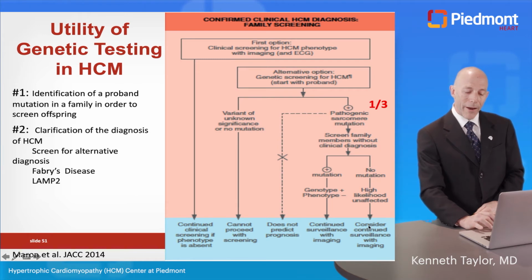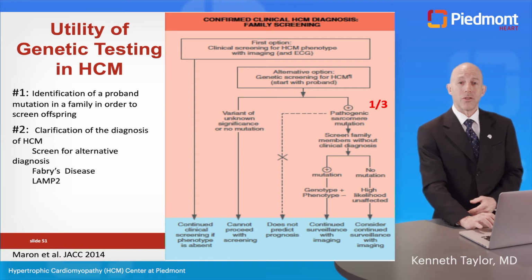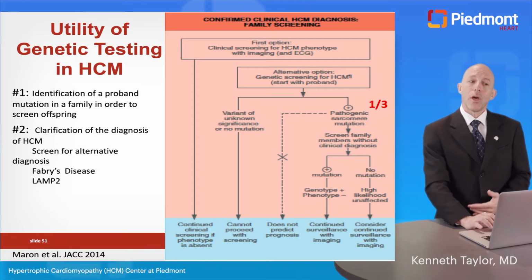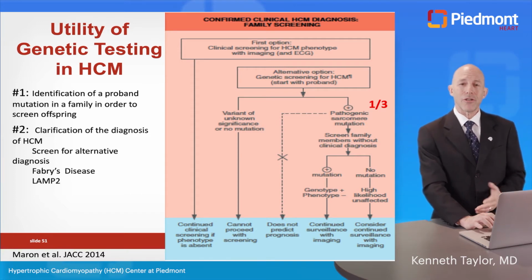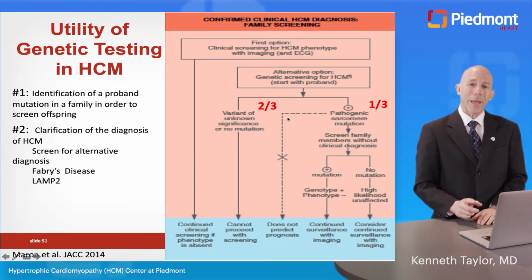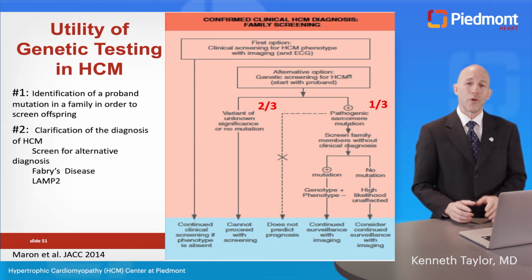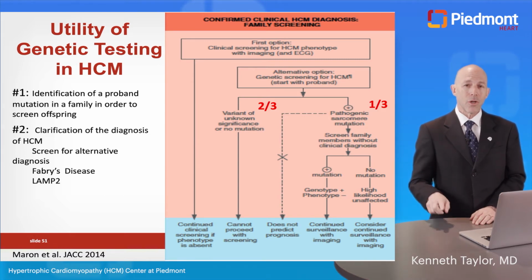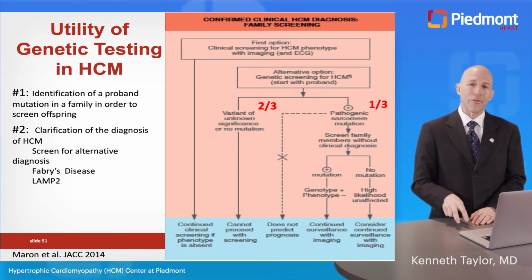So this small area is the one place that genetic testing might allow you not to do clinical surveillance, though there are still sporadic mutations, so it's not 100%. Two-thirds of patients who are genetically tested, if you test 100 patients, you'll either get a negative test or what's called a variant of unknown significance. If you have those, you cannot use that to screen their family members, so their family members still have to undergo echo and EKG.